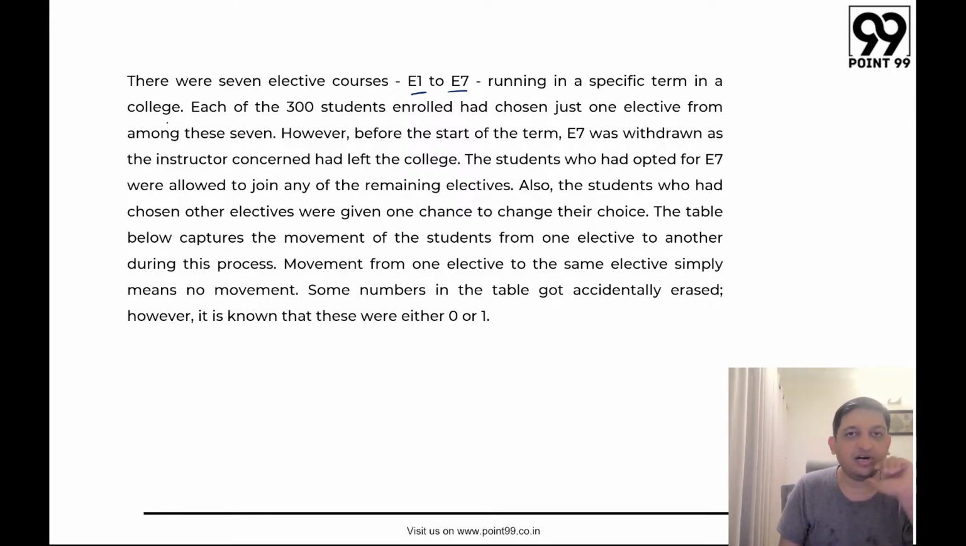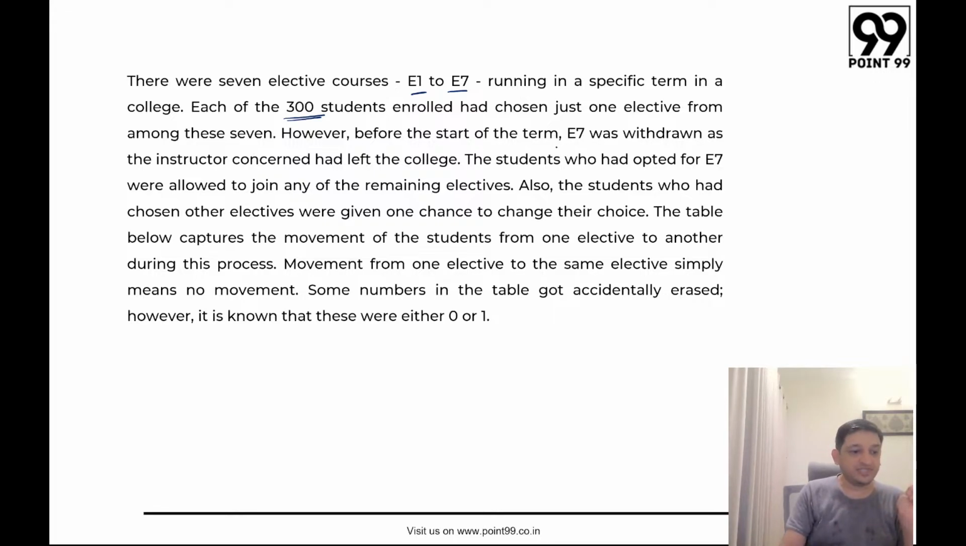So there are electives like what happens in case of your MBA colleges as well. Each of the 300 students enrolled in that particular college had chosen just one elective from among these 7. So someone would have chosen E1, E2, E3, a single elective. It was not possible that someone would have chosen E1 and E3, right? So everyone chose just one elective.